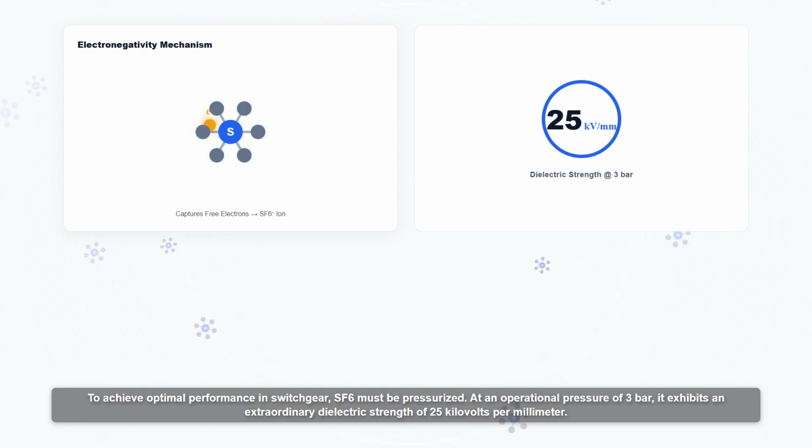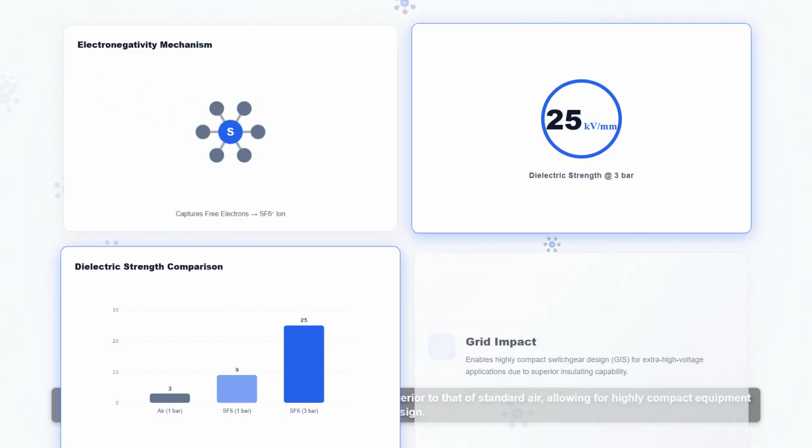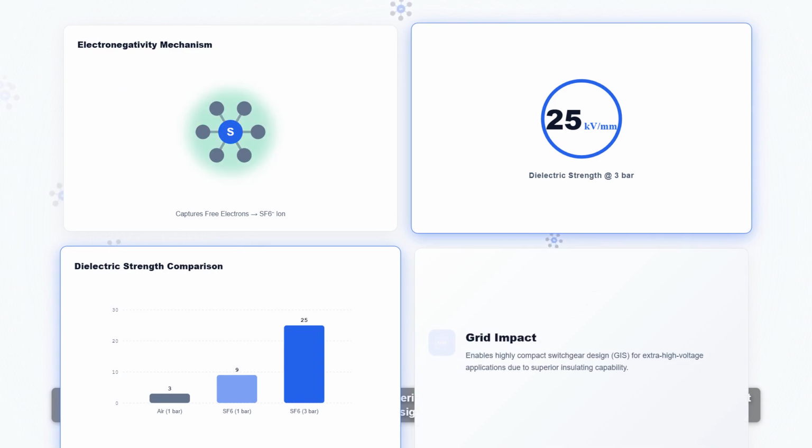At an operational pressure of 3 bars, it exhibits an extraordinary dielectric strength of 25 kilovolts per millimeter. To put this into perspective, its insulating capability is vastly superior to that of standard air, allowing for highly compact equipment design. This exceptional dielectric superiority makes SF6 buffer breakers the standard for extra high voltage grids.